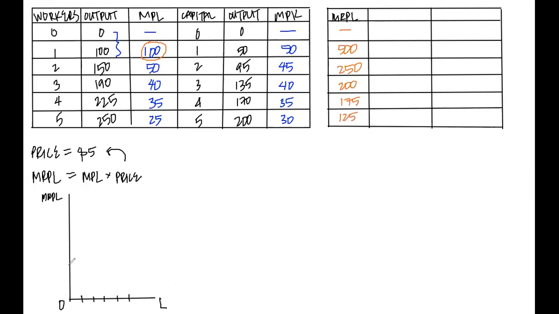And then for our marginal revenue product axis, I'm going to start at 500 at the top.